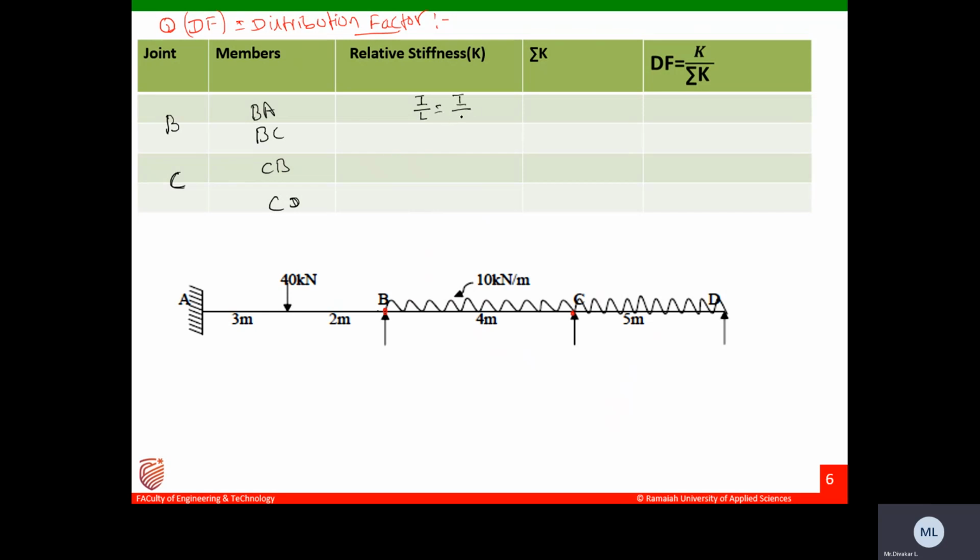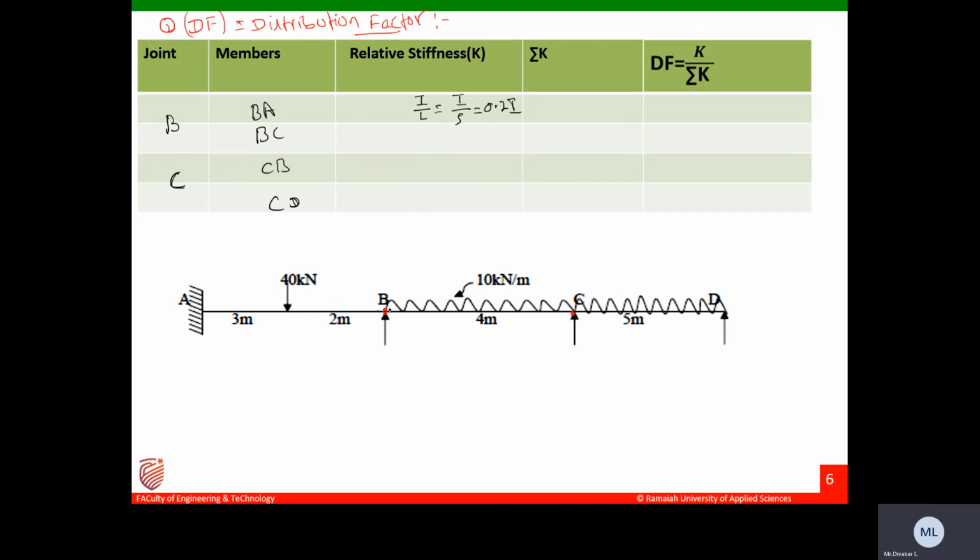What will be the L? L is, you can see here, 3 meters and 2 meters, so it is 5 meters. So what is I by L? I by L will be 1 divided by 5. So 1 divided by 5 is 0.2. It is 0.2 I.